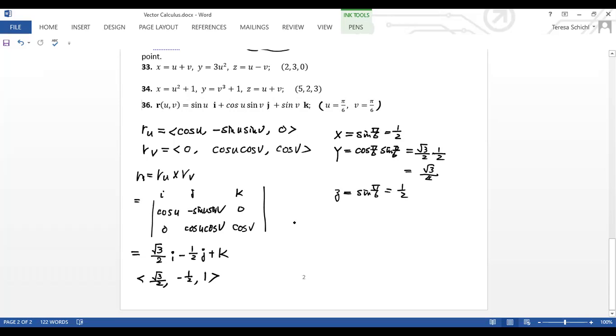Now the tangent plane will be square root of 3 over 2 times (x minus 1/2), minus 1/2 times (y minus square root of 3 over 4), plus (z minus 1/2), equal to 0. If you want to simplify, you can, or you can just leave it in this form. Okay, that's it.